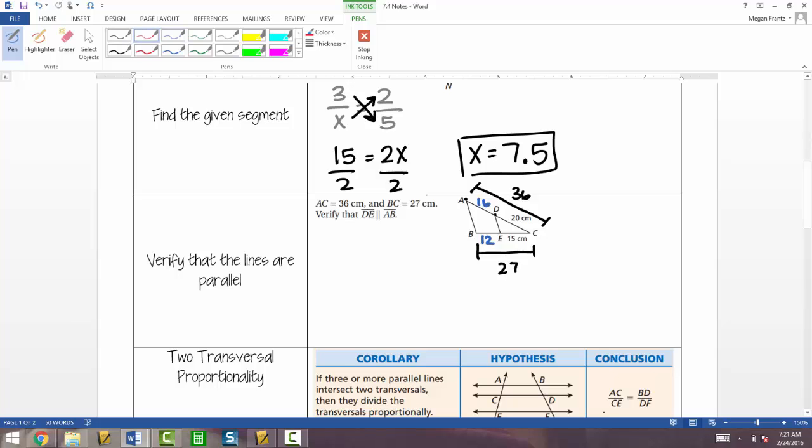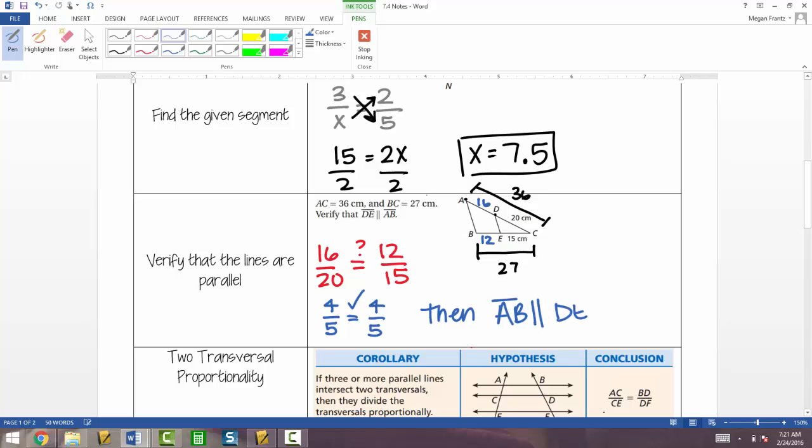So then what we're going to check is that 16 divided by 20, see if that's the same as 12 divided by 15. And just like the last one, there's tons of ways you could do this. You could do 16 divided by 12 equals 20 divided by 15. As long as you're consistent, it doesn't matter. You could simplify the fractions, or you could cross multiply to see if they're the same. Since these are easy numbers to simplify, I'm just going to simplify the fractions. 16 20ths, 4 goes into both of them, so it's 4/5. 12 15ths, 3 goes into both of them, and it's also 4/5. So we know that they're equal. So if these guys are proportional, then AB has to be parallel to DE.